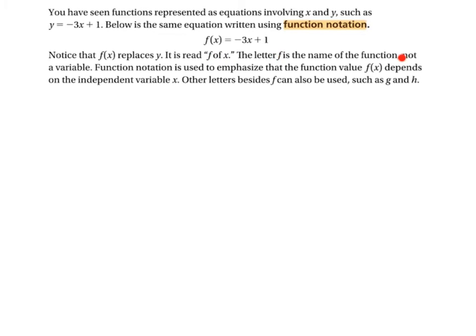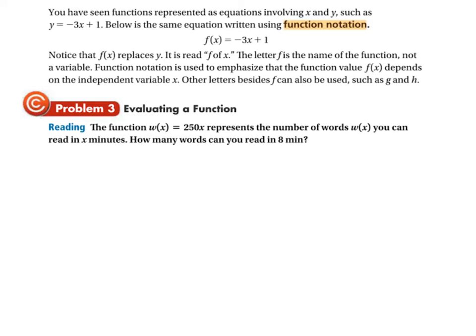The letter f is the name of the function, and it's not a variable. We're just saying this function f, the function rule applied to this, okay? Function notation is used to emphasize that the function value f of x depends on the independent variable x. And if you had more than one function at the same time, you would see g of x and then h of x. That's very common, okay?